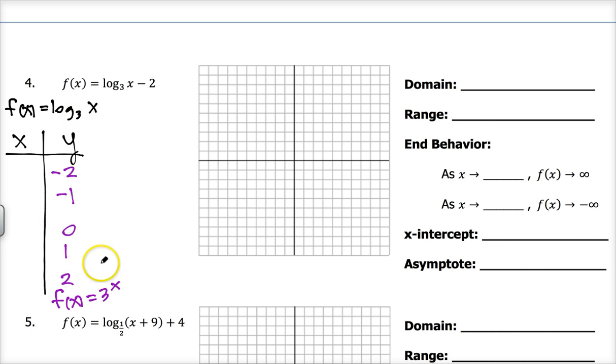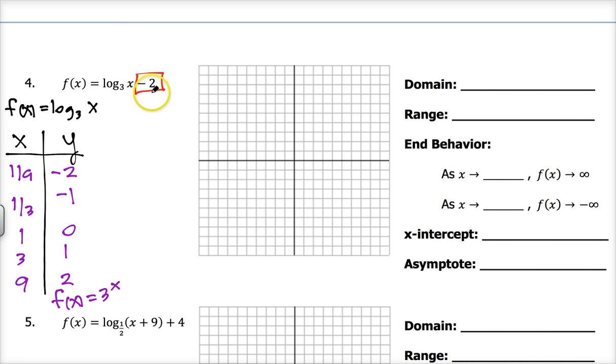3 to the -2 power is 1/9. So my x value here will be 1/9. 3 to the -1 is 1/3. 3 to the 0 is 1. 3 to the first is 3, and 3 squared is 9. So this is the t-chart for this logarithmic function. Now, what does this -2 here mean?